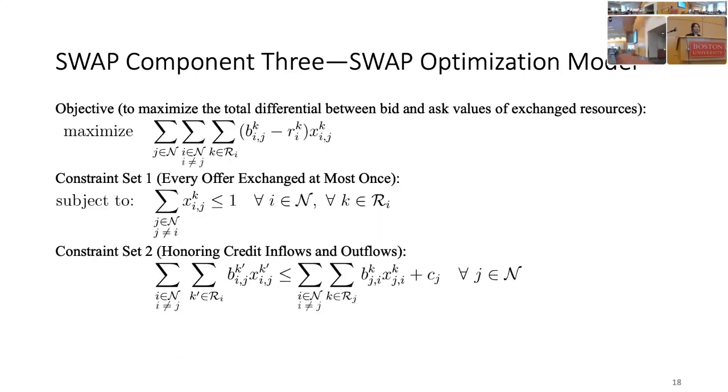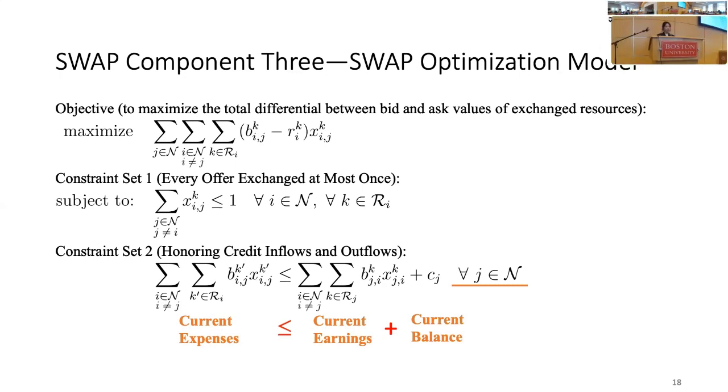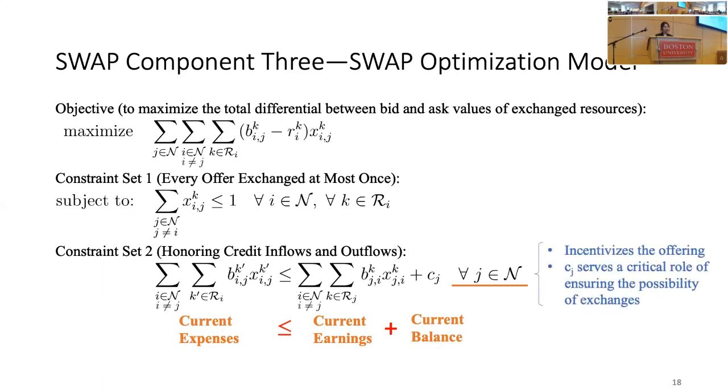The objective function, as we mentioned before, we want to maximize the overall exchange efficiency, which means the differential between the bid and ask values of exchange resources. For the first set of constraints, every offer is only allowed to be exchanged at most once. For the second set of constraints, honoring credit inflows and outflows, which means for each nonprofit, its current expenses should be smaller than or equal to its current balance and the earnings. It incentivizes the offering, and the C_j here serves a critical role of ensuring the possibility of exchange.